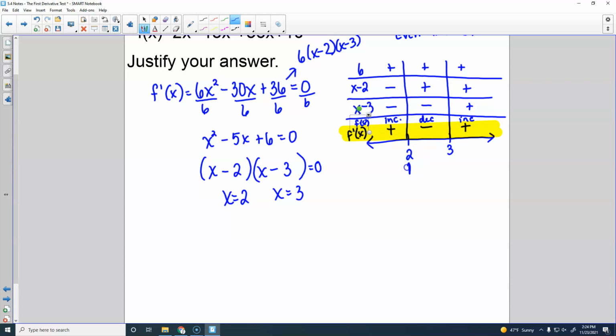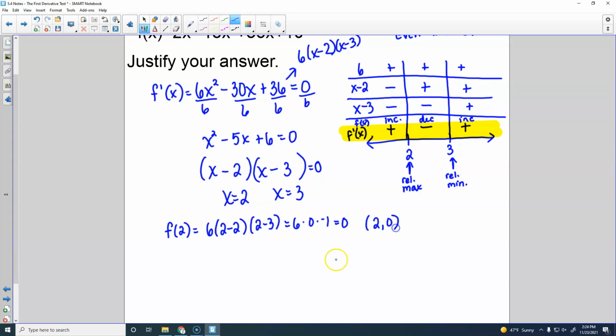So increasing and decreasing happens right here. We have a relative maximum. And then at 3, we go from decreasing to increasing, so we'll have a relative minimum. So if we find f of 2, I think it's still easier to plug into the factored form here. So you end up with 6 times 0 times negative 1, so you get 0. So you have the point (2, 0).